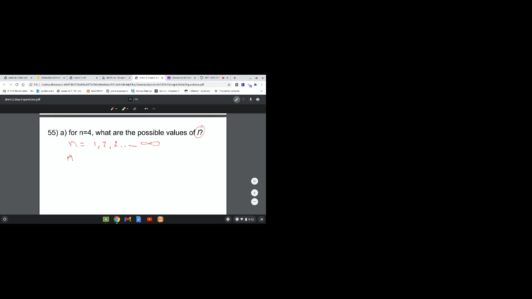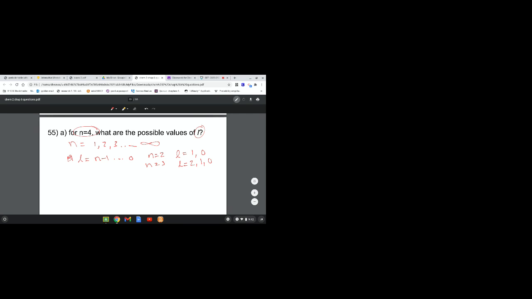Whereas L is n minus 1 down to 0, meaning that if n is equal to 2, L would equal 1 or 0. If n is equal to 3, L would be 3 minus 1, which is 2, all the way down to 0. I'm going to stop there because that's what it was asking for.